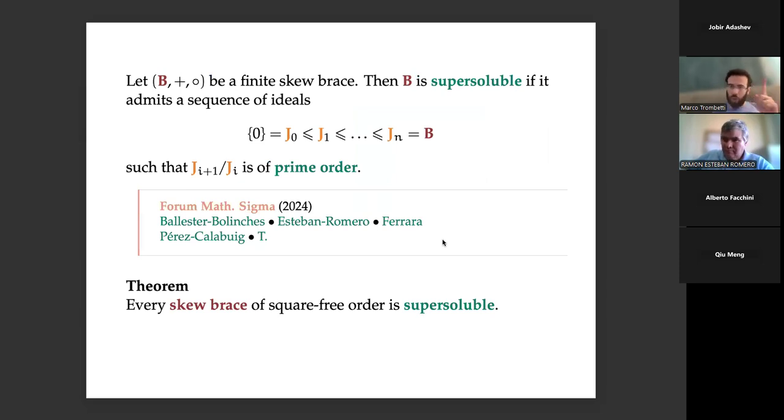So we thought about supersolvability because we said, oh, okay, many of them are square free. And we proved that supersolvable ones are square free. So we said, okay, maybe there is some connection here.